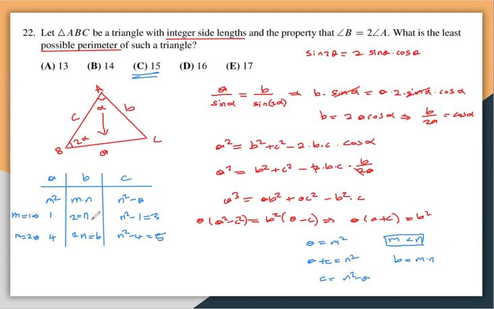Since we couldn't get anything when m is 1, because we need A, B, C to be integers, we needed to try m is 2, and when we did that, we actually got integer values for each. So that is the smallest one. If you try more, you will get some other integers, but they will be bigger than what we have. So that's why the smallest we can get is 15.